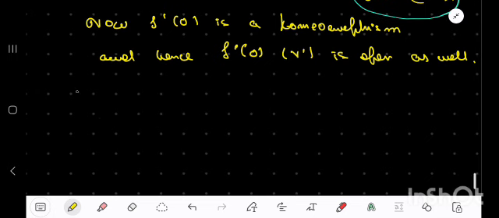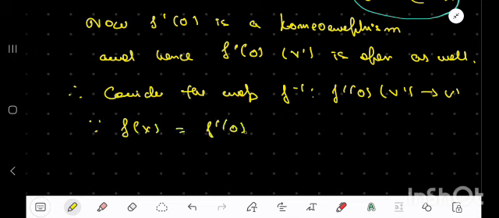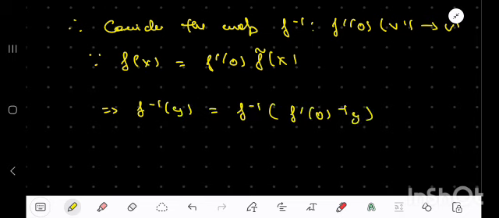Fine. Therefore, we can finally consider the map, sorry, not the transformation, the map f inverse from f prime of 0 applied to v prime to u prime. Now we had already had that f of x is equal to f prime at the origin composed with f tilde of x, right? Then this immediately implies that f inverse of y is f tilde inverse of f prime at origin inverse y for all y in f prime at 0 applied to v prime.